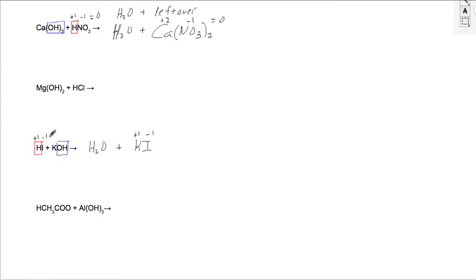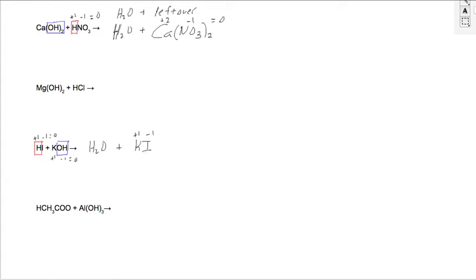Positive 1 minus 1 makes 0 for here. And the same thing down here, positive 1 minus 1 equals 0. That's because hydrogen is always positive 1 and hydroxide is always negative 1. So we can get the charges for the potassium and the iodine that way as well. Now we ask ourselves, does positive 1 and negative 1 make 0? It does, so we're done.